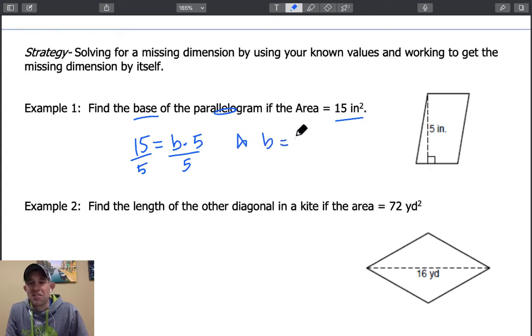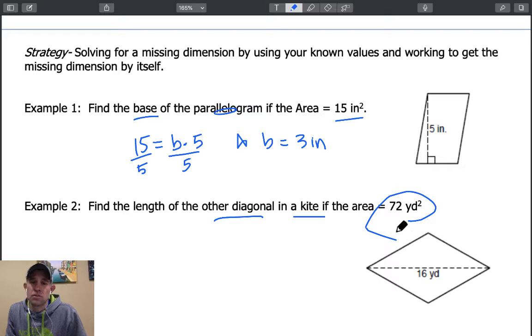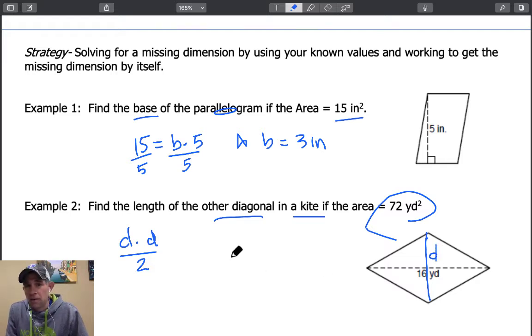Of 3 inches. All right, in example 2, we want to find the length of the other diagonal in a kite when we know the area is 72 yards squared. So I know my area formula for a kite is diagonal 1 times diagonal 2, all divided by 2. So let's take a look here. We got our one diagonal is 16, the other diagonal we don't know. So we're going to find that diagonal by substituting in everything we do know.